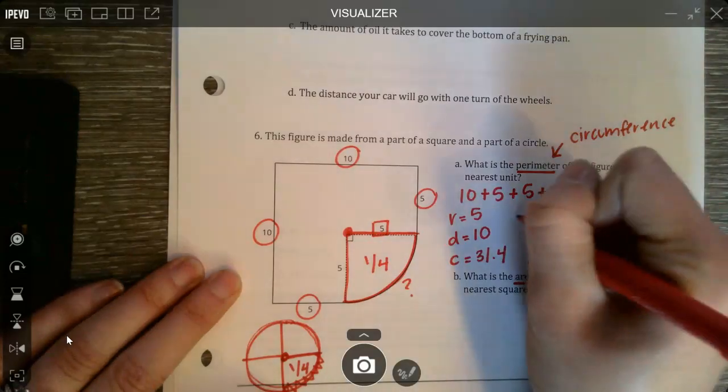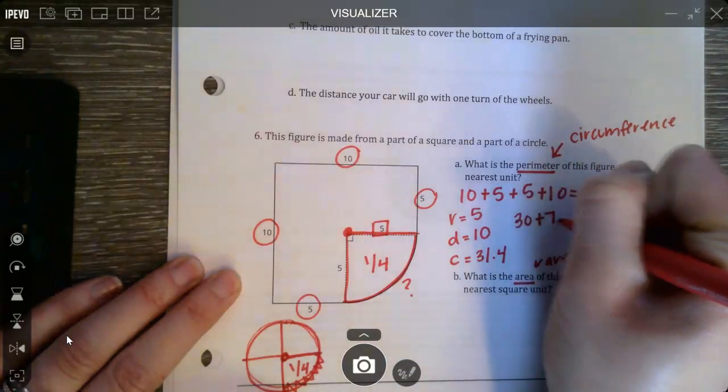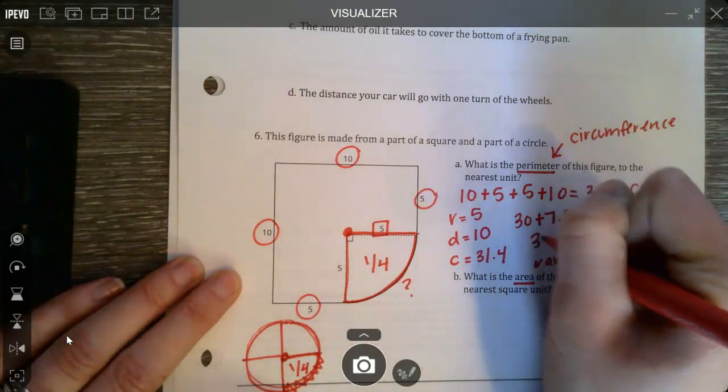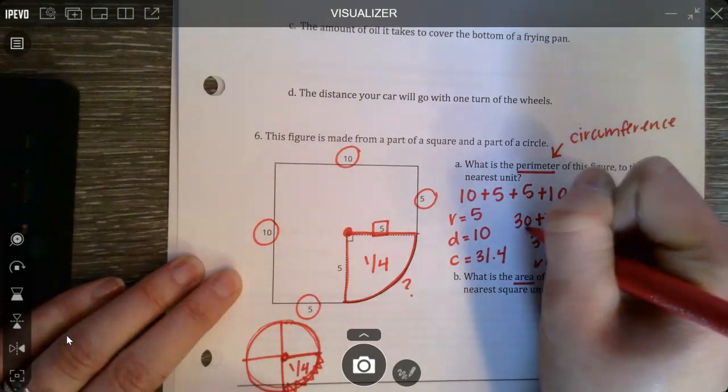So then I'm going to do 30 plus 7.85. In your calculator, you should get 37.85 as your answer.